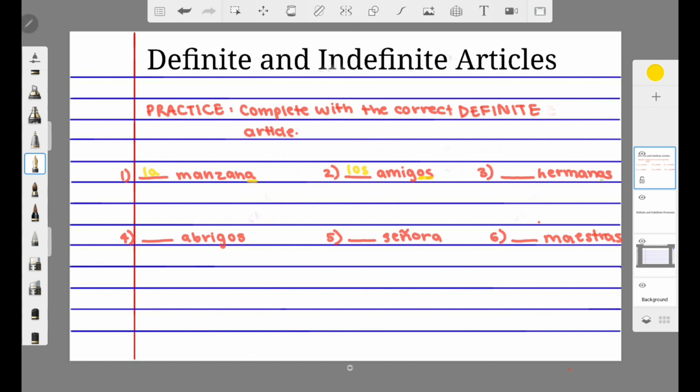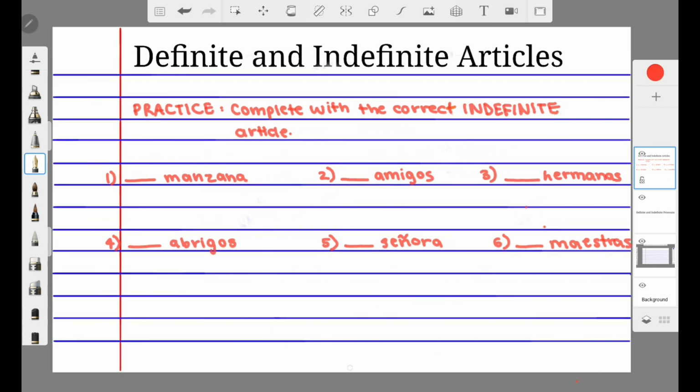Number 3, we have hermanas, which are sisters. We have the A, so we know it's feminine, and the S, it's plural. So las hermanas, the sisters. Abrigos, O for masculine, S for plural. Los abrigos, the coats. Señora, the A, feminine ending, and no S, so it is a singular noun. So la señora, "the ma'am," you could call it. Maestras, we have the A and the S, so it's going to be las maestras, the female teachers.